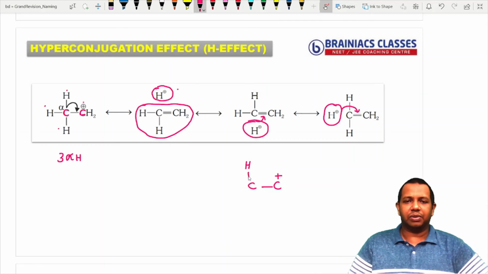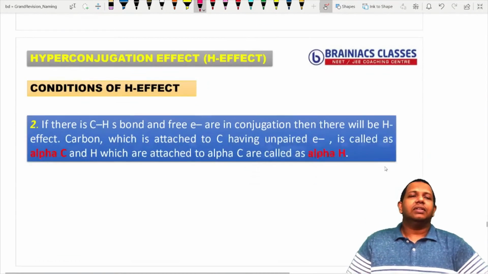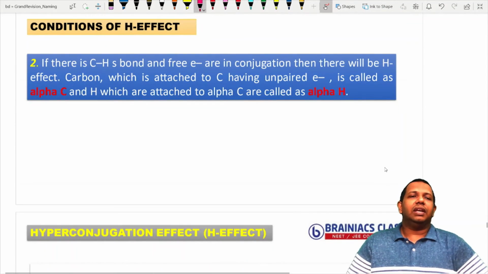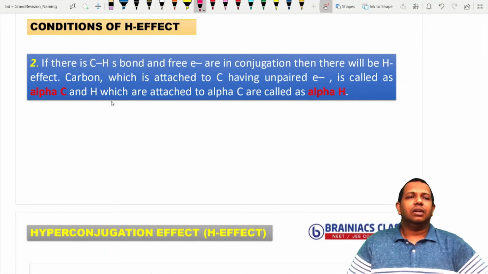Nearby carbon should have a hydrogen atom. Then I can say there is hyperconjugation present here. Okay, this is the first condition. The second condition is, if the C-H bond and a free electron are in conjugation, then there will be a hyperconjugation effect. So we can see that.